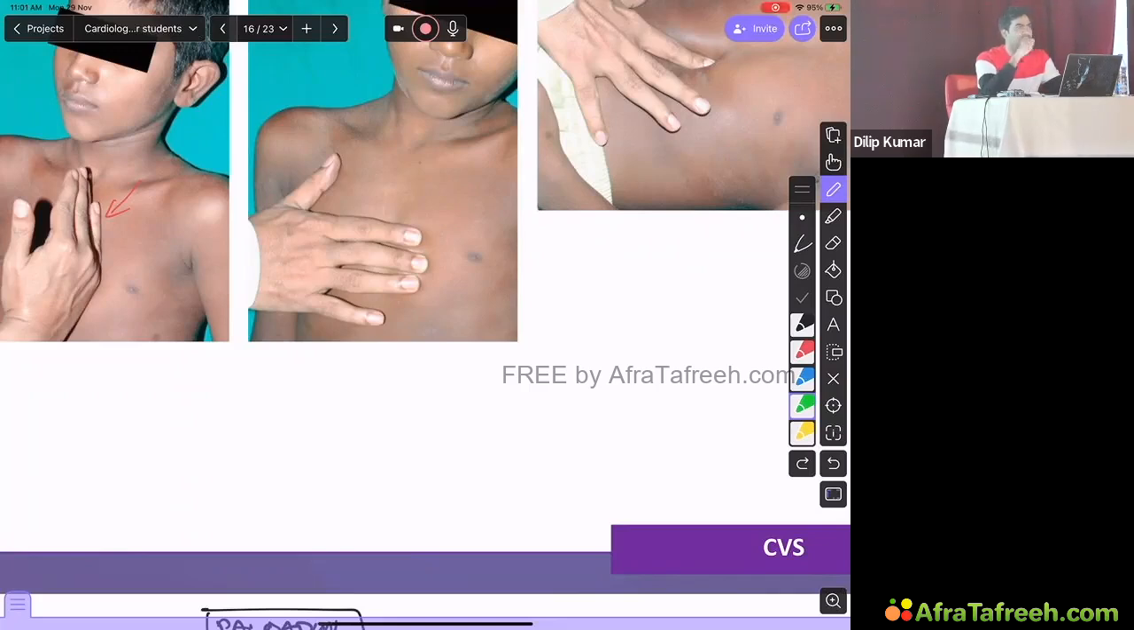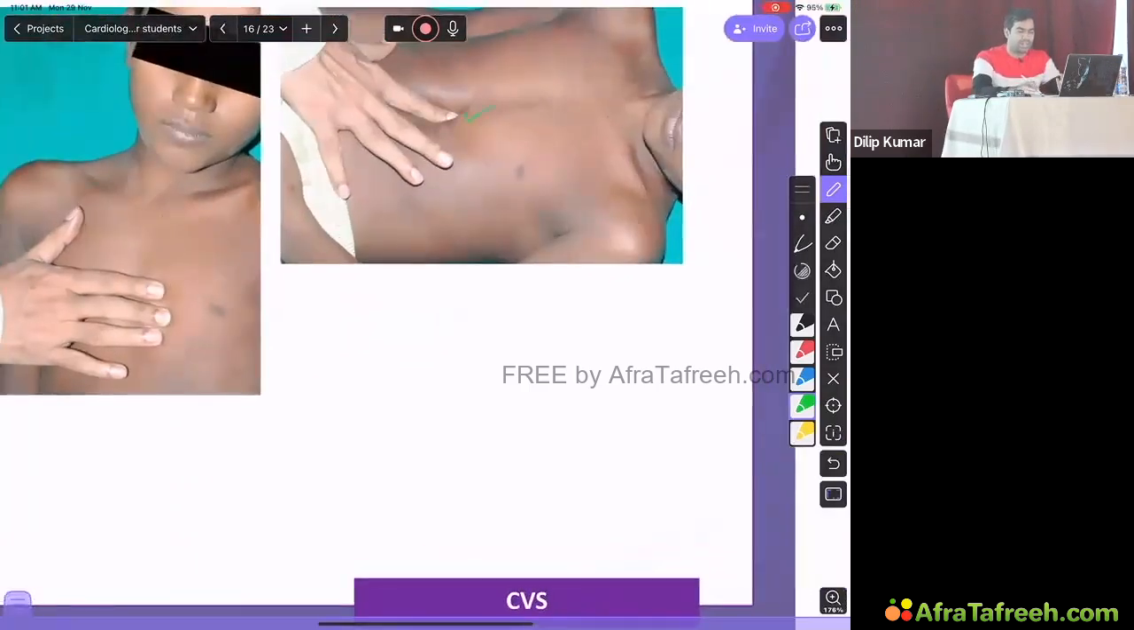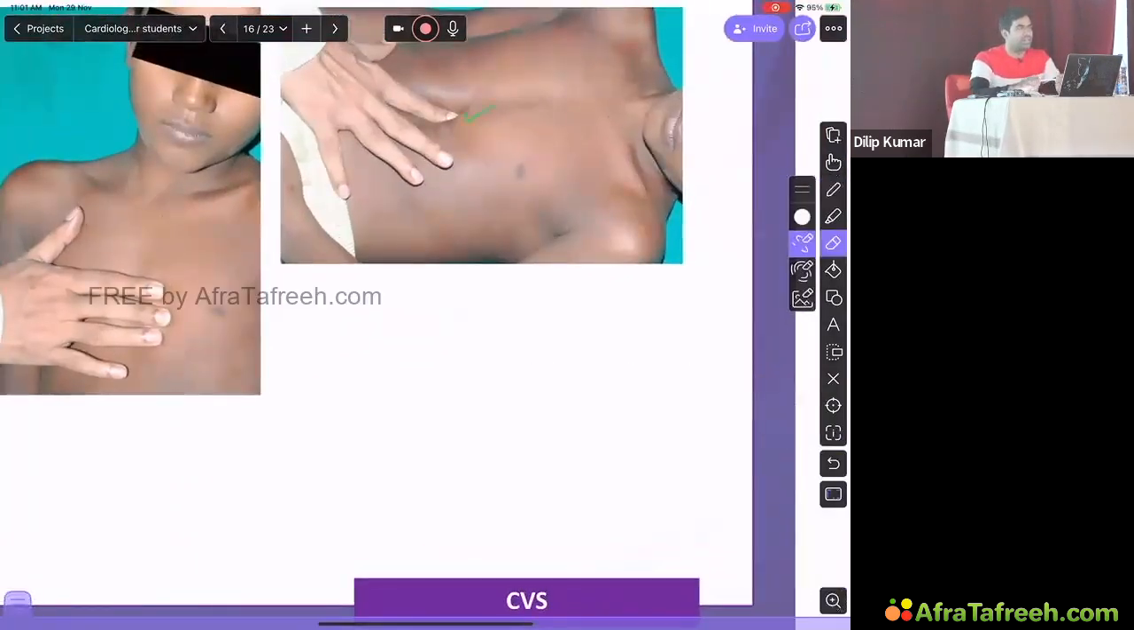Exactly, you keep these three fingers in the intercostal spaces and try to see the right ventricular impulse. The third method is the epigastric method. So you try to feel the right ventricle from underneath the xiphoid process, because an enlarged right ventricle definitely will produce pulsation in that area. So that's called epigastric pulsations.